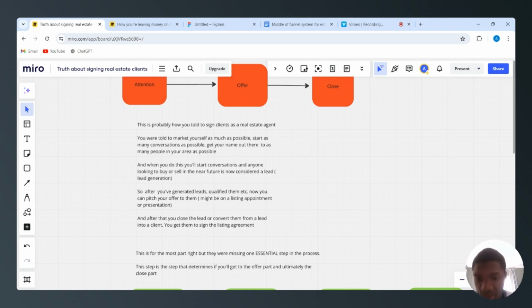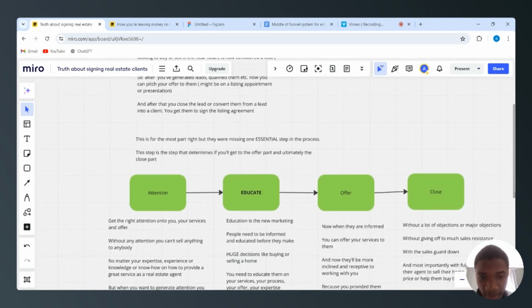This is why I say it's so essential. This step determines if you get to the offer part and ultimately the close part. So this is so important. Okay, so without any more building it up, let's get straight into what this step is and why it's important.